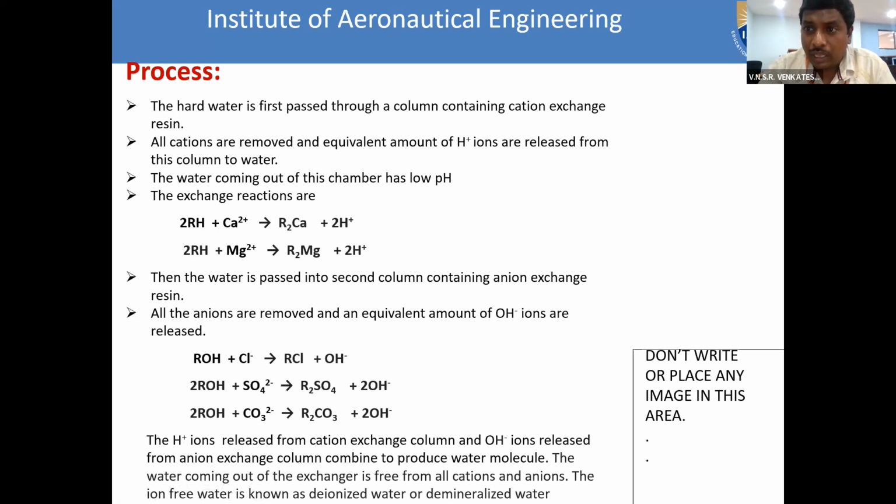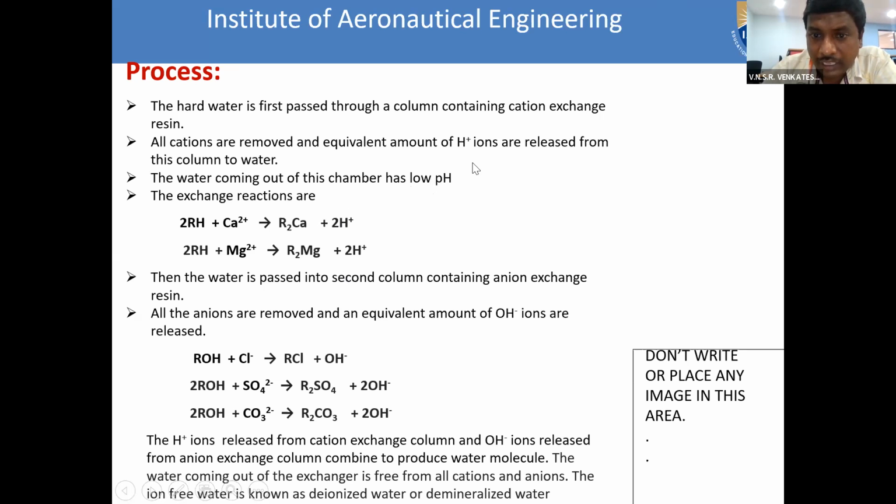What happens? It captures the calcium ions and releases the H plus ions. So for example, if you take magnesium ions, what happens? That resin captures the magnesium ions and releases the H plus ions. That means the resultant water contains only H plus ions. Because of the presence of H plus ions, the water has a low pH value. So after that, what happens?